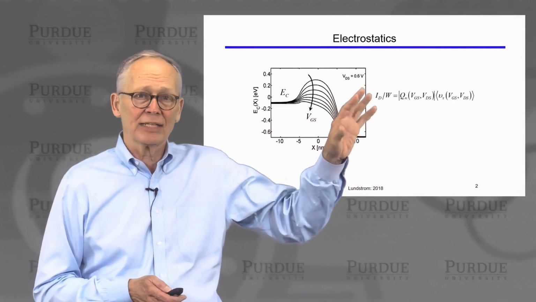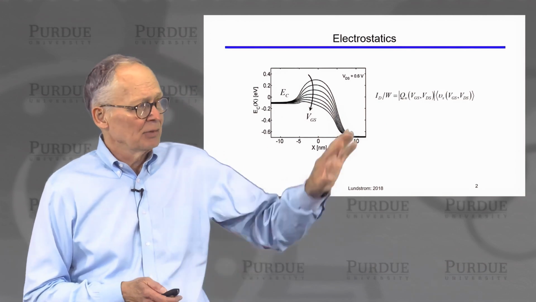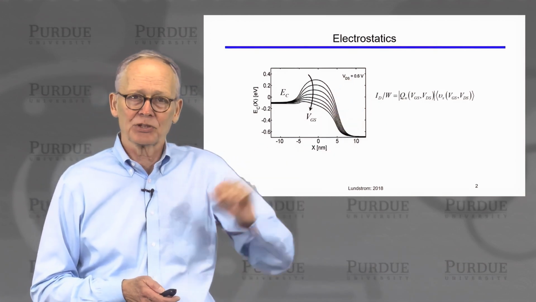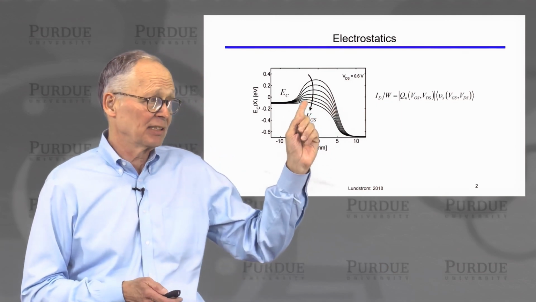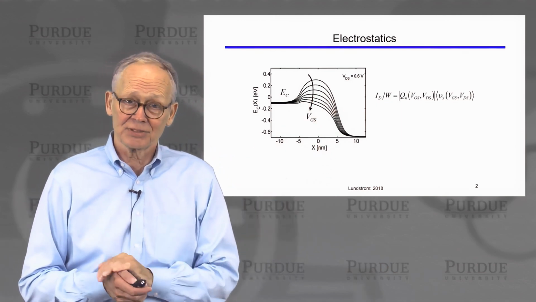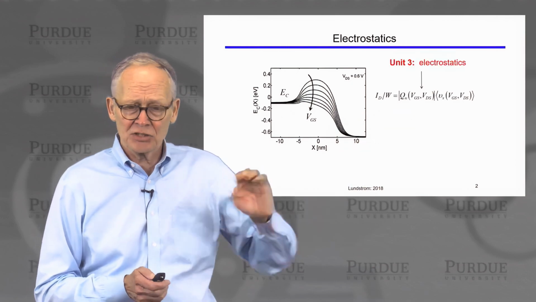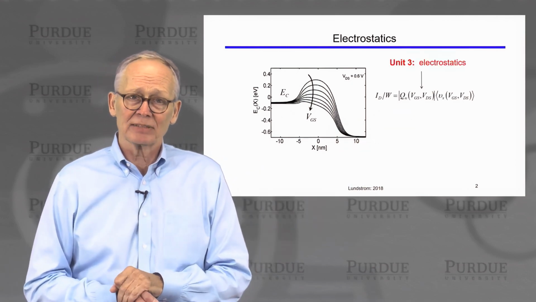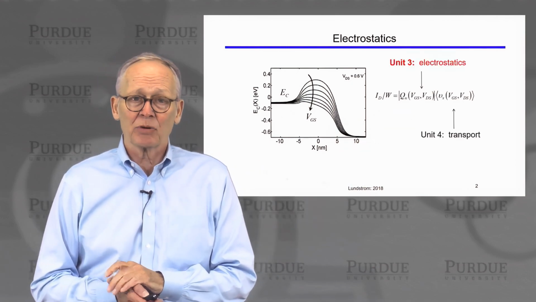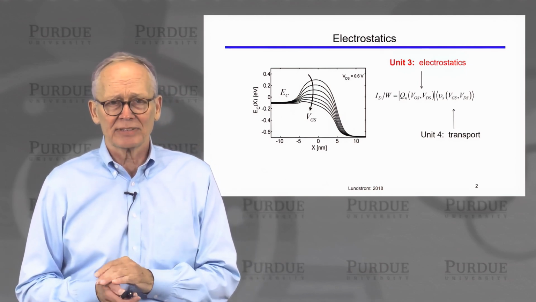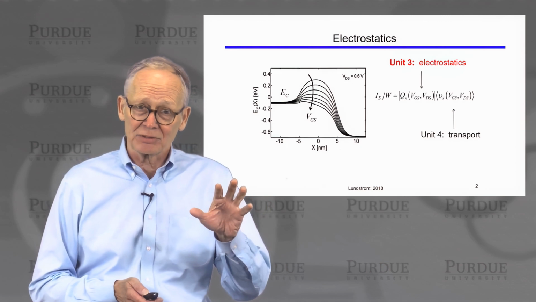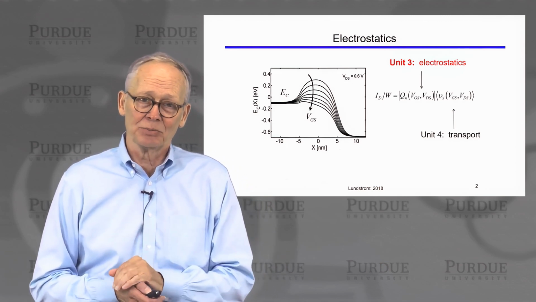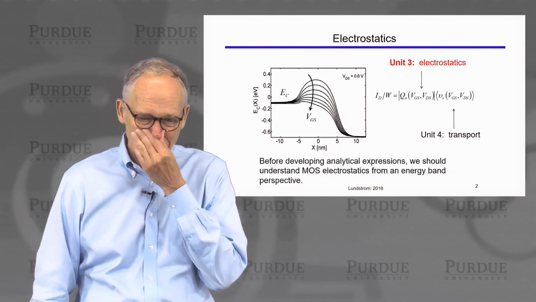When we write equations for the current flow, we can write current as proportional to charge times velocity. The charge is coming when electrons hop out of the source into the channel. So when we focus on the charge, we're focusing on MOS electrostatics. When we focus on the velocity, we're focusing on carrier transport. Unit 3 is all about electrostatics. Unit 4 will be all about transport.